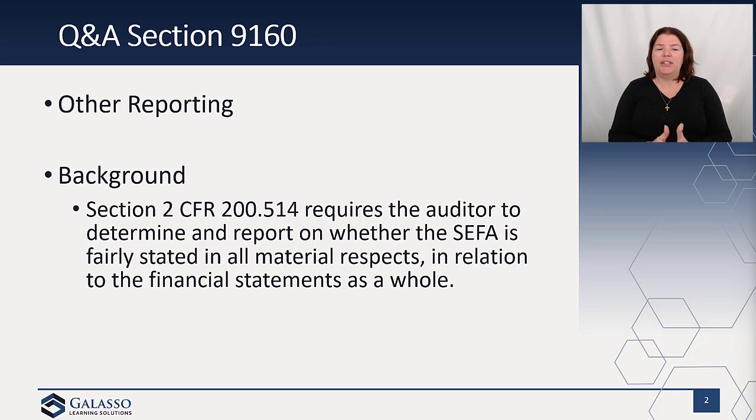And the background here is, again, when we think about 200.514, which is the Code of Federal Regulations, right? So Title 2, Part 200 is the Uniform Guidance. Section 514 is in the audit area. And it requires the auditor to determine and report on whether the SEFA is fairly stated in all material respects in relation to the financial statements as a whole. So we treat it as supplementary information. And so for supplementary information, we typically have to be able to tie it back to the financial statements.